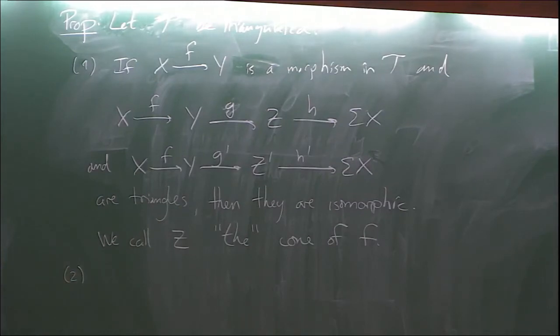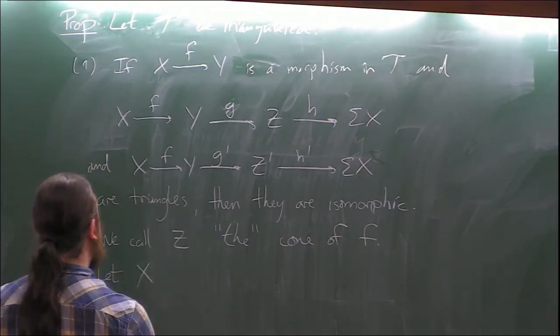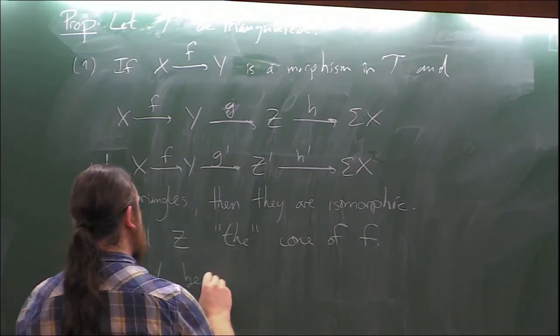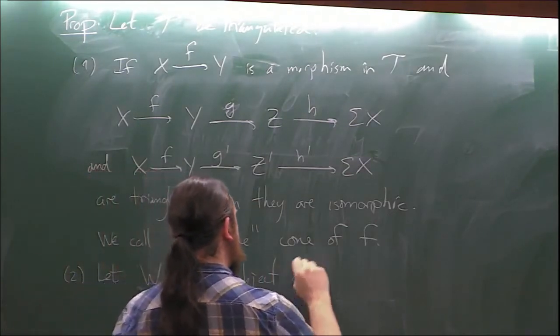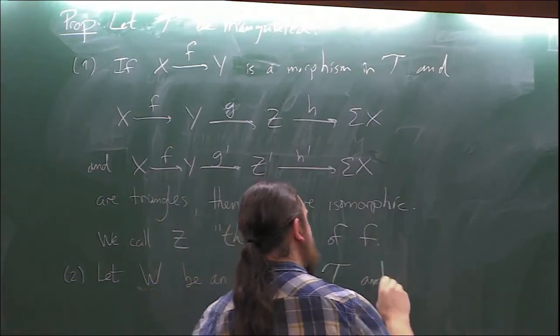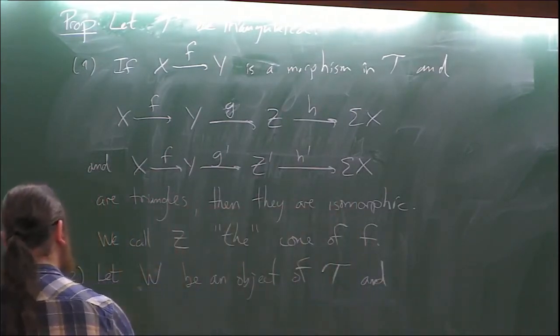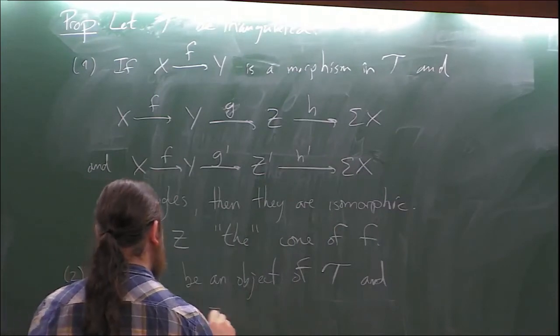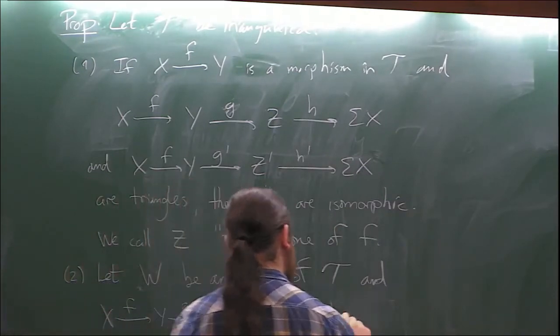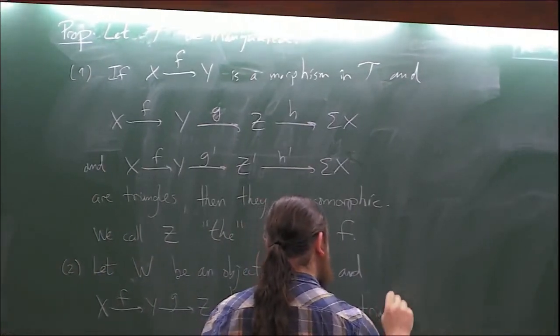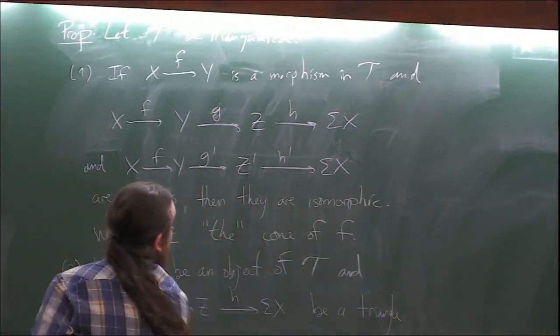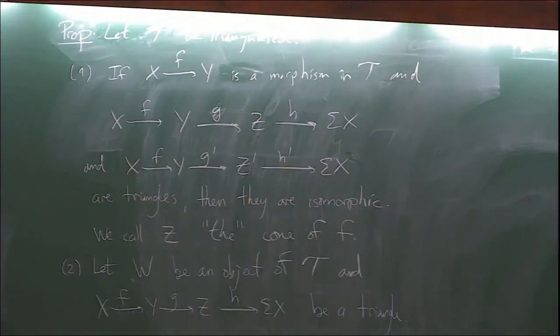So that's one thing. And now the second thing is that triangles induce long exact sequences in certain abelian categories. So if you choose any object, I'll call it W, and if you have any triangle, then you can obtain long exact sequences of vector spaces.